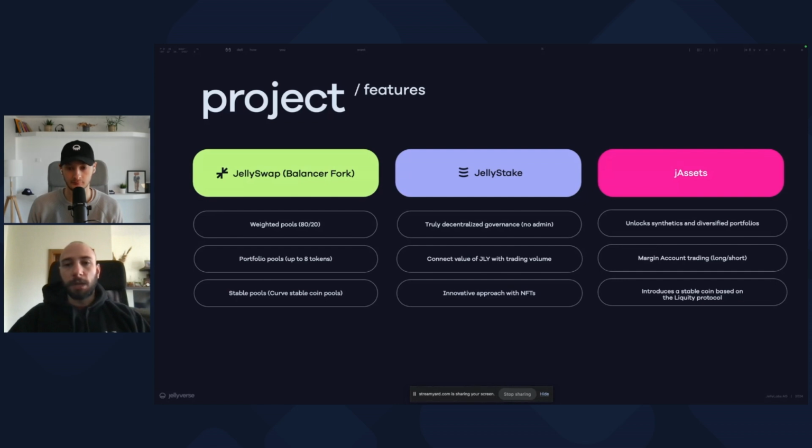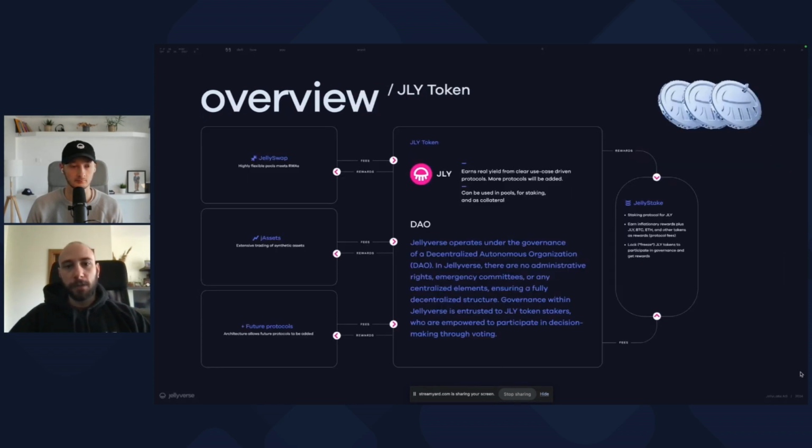And of course, jAssets, developed by our partners, Black Swan, which is a protocol in the making, which will not be live at the start of the system, but it will be hopefully very soon, and give users a whole new set of utility and usage of Jellyverse. So that's a quick overview and how we envision the system working.